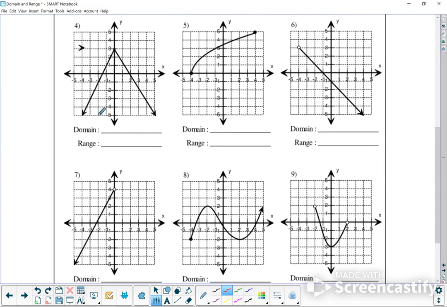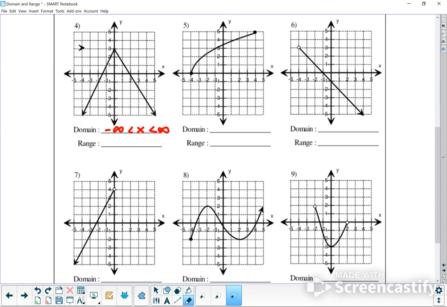Okay, the X: left arrow, keep going left, diagonally left, but still left, right arrow. That means that the domain goes all the way to the left and all the way to the right. So the domain is going to be negative infinity less than X less than infinity.